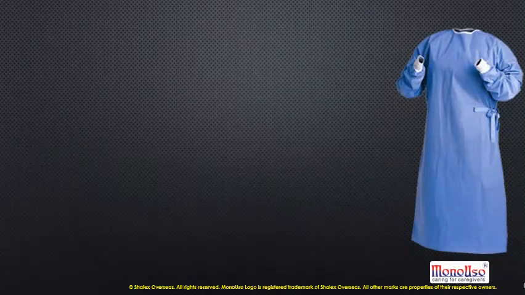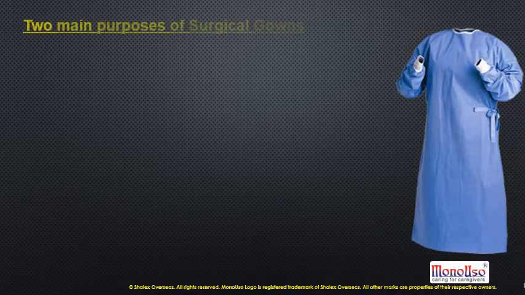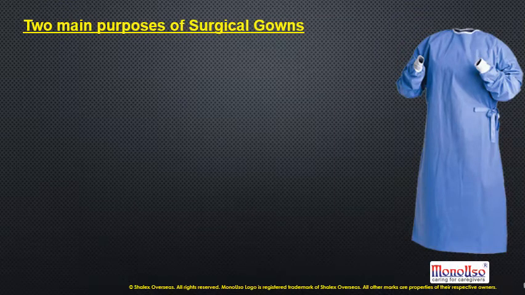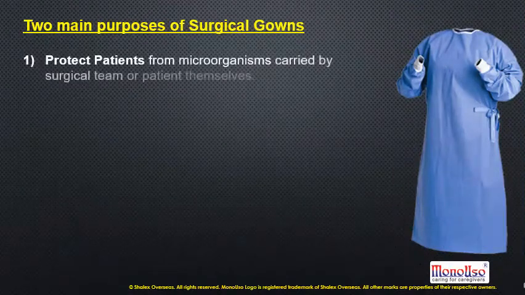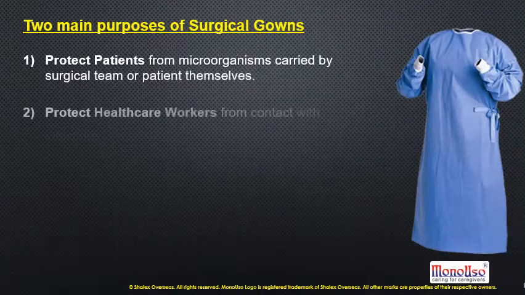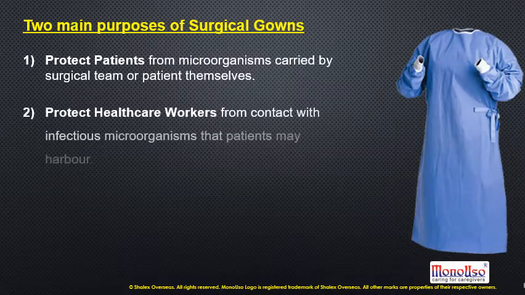We start with the basic and critical question: what are the main purposes of a surgical gown? There are 2 main purposes. First, to protect the patients from microorganisms carried by surgical team members or patients themselves. And second, to protect healthcare workers from contact with infectious microorganisms that the patients may harbor.